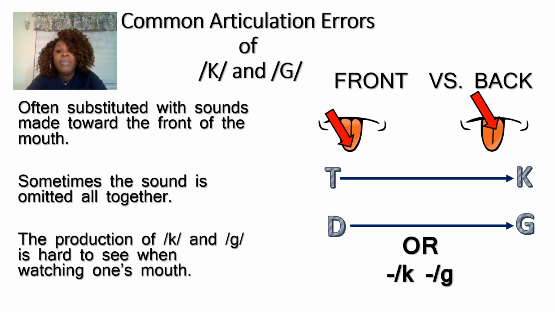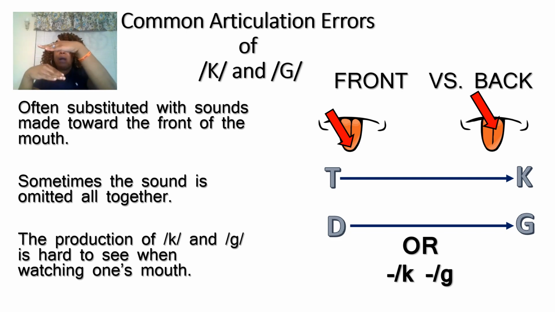So as we previously discussed, we know that K and G is created by using the back of the tongue coming in contact with the soft palate. But if the child is having difficulty getting the back of that tongue up, sometimes it's easier for them to use the front of their tongue.